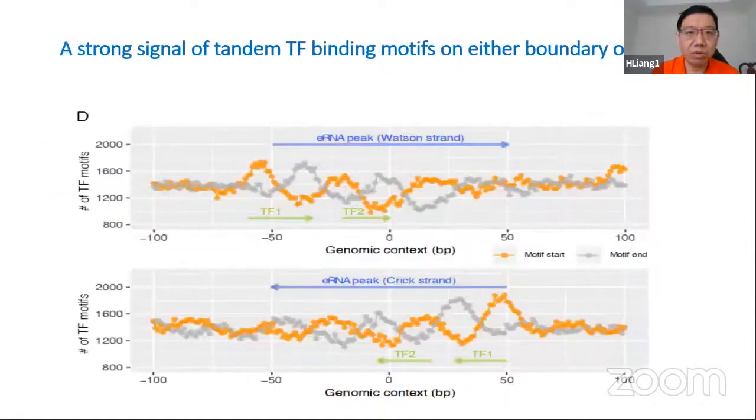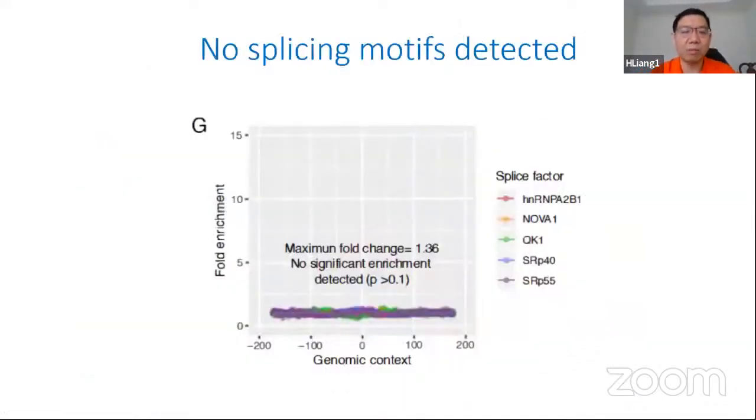And then we try to understand the TF signal in the super enhancer, in this ERA signal here, which shows you the enhancer peak. And then we show the motif around this ERA. You see there's some very clear, strong tandem transcription factor binding motif on both sides of the ERA. And then we also want to rule out the possibility that the signal is just due to some unannotated exon, maybe that is due to splicing.